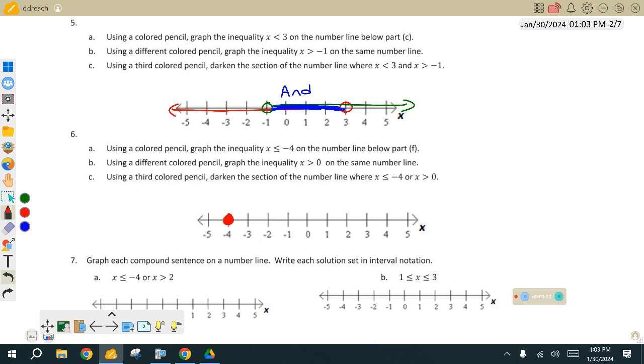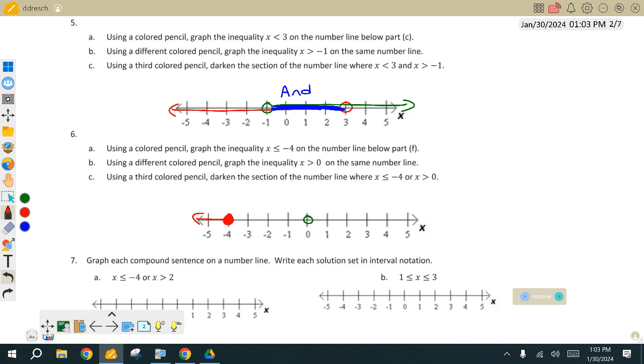And which way are we going to shade that -4? Left to right? Left to right. X is less than, we're going to go to the left. Okay? Flip it to the other colored pencil. Go to 0. Open or close? Open. Left to right? And go to the right. What does it say? It says X is greater than 0, doesn't it? X is greater than 0.